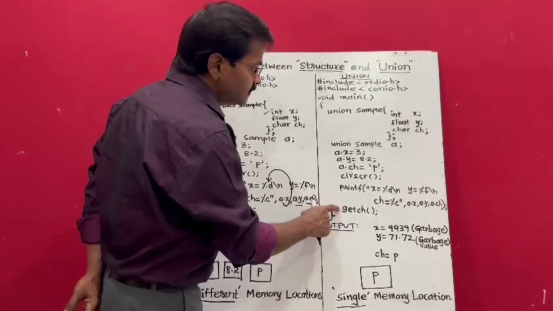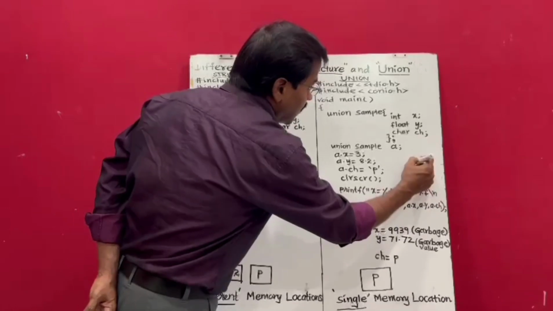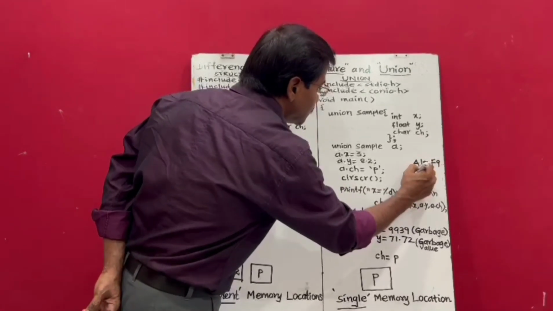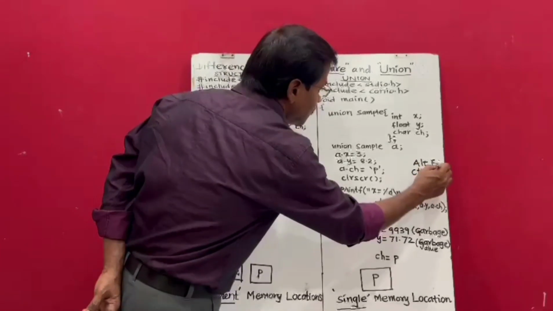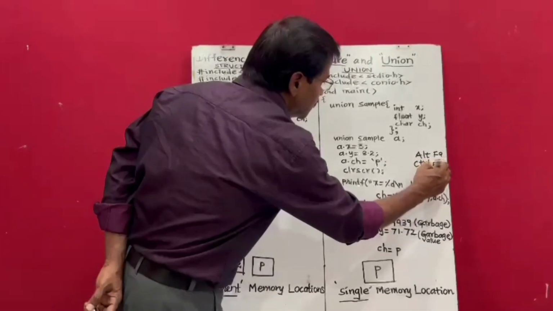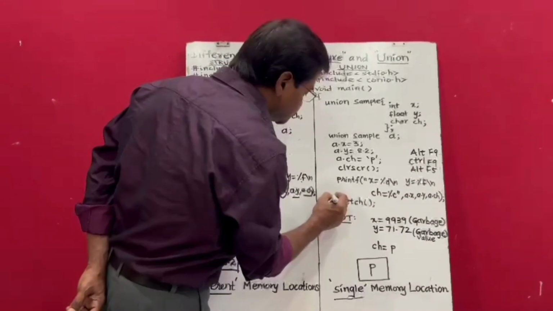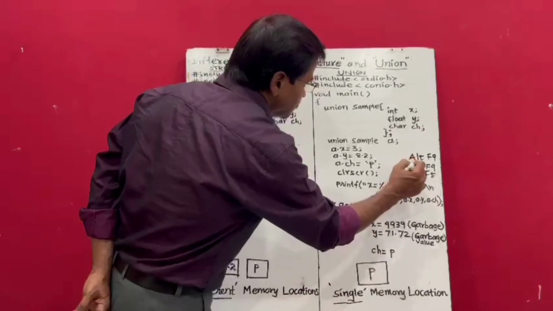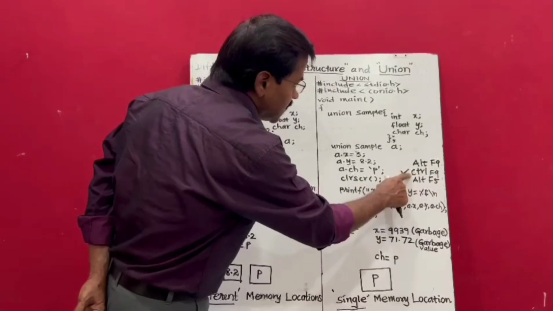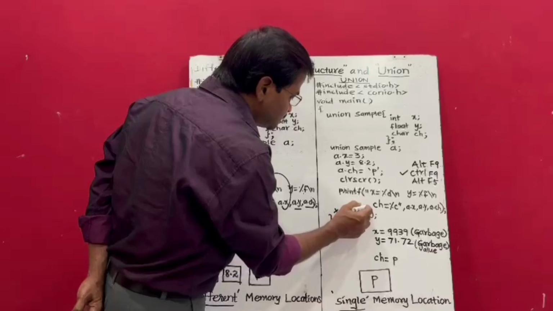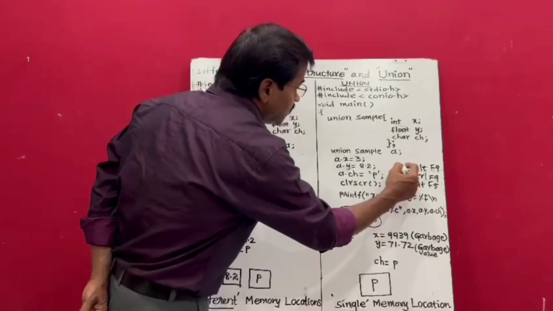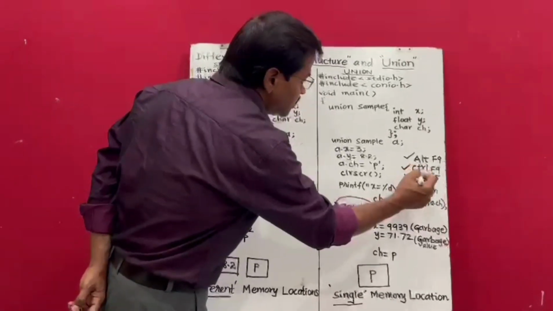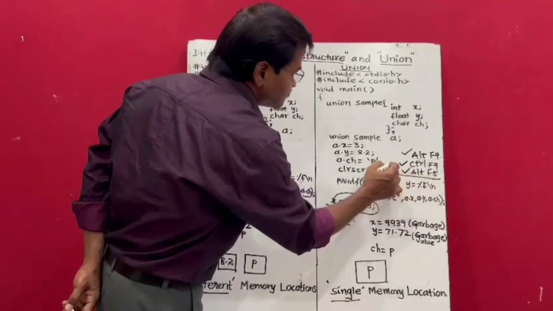Without getch, we have to compile with Alt F9. Next, for execution, Control F9. Next, for the output, Alt F5. If I use getch, Control F9 alone is enough. It is automatically compiled and executed. If I don't use getch, this is for compile, this is for execution, and this is for displaying the output on the screen.